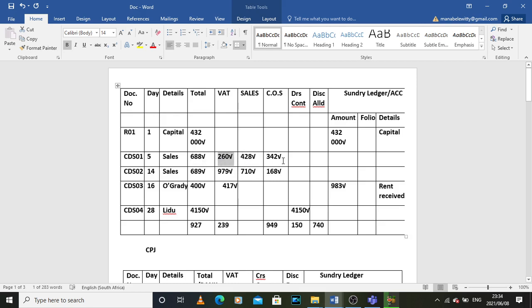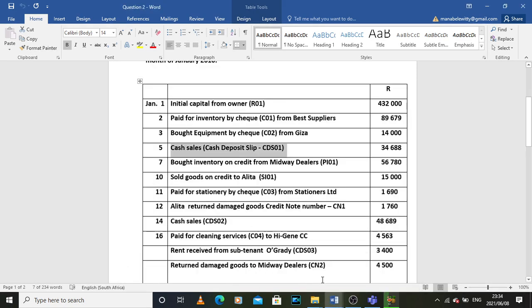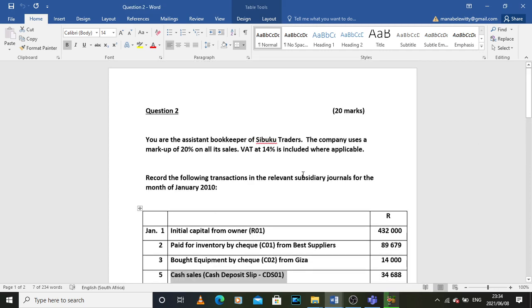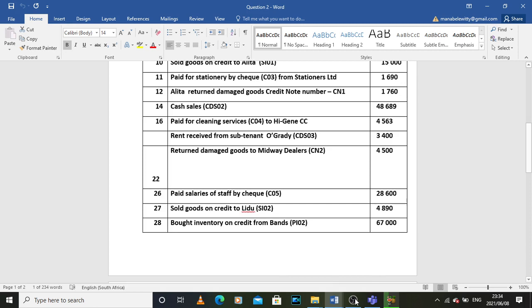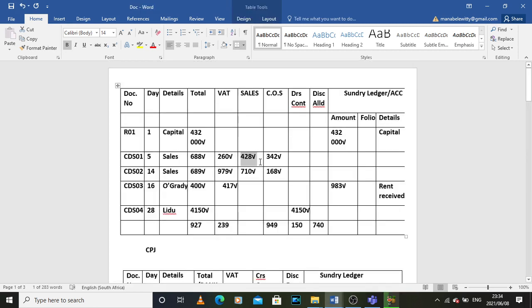So always you calculate your cost of sales using your sales amount. How do you do these things? We spoke about it last time. They say 20% on selling price, meaning your selling price is 100%. Your cost price is 20% less than the selling price. So meaning it's 100 minus 20, which is 80%. So if you calculate 80% of this amount, it will definitely give you 34.2. That's how you do it.